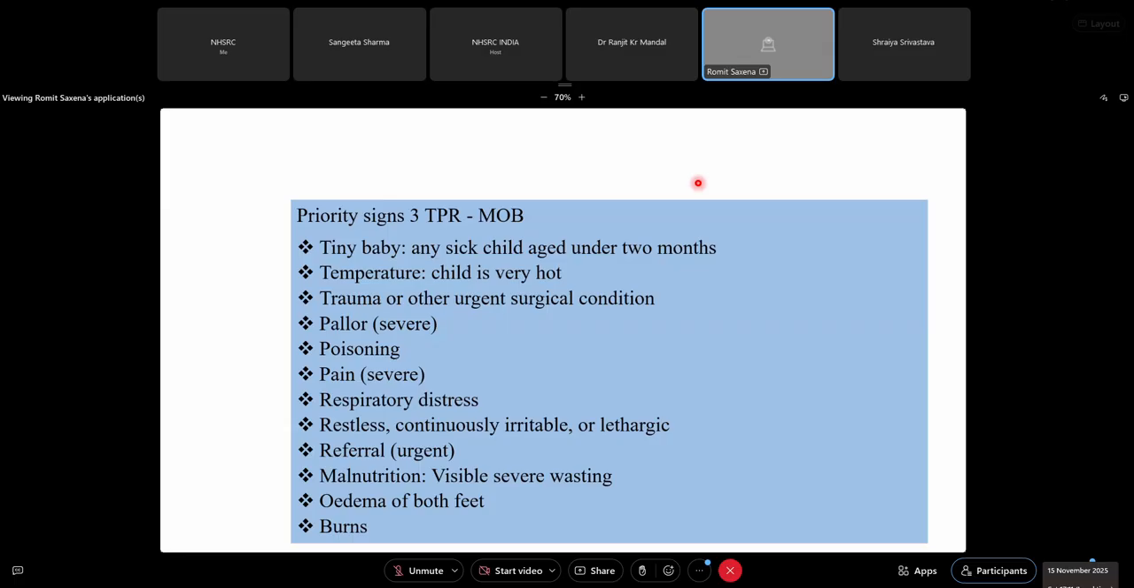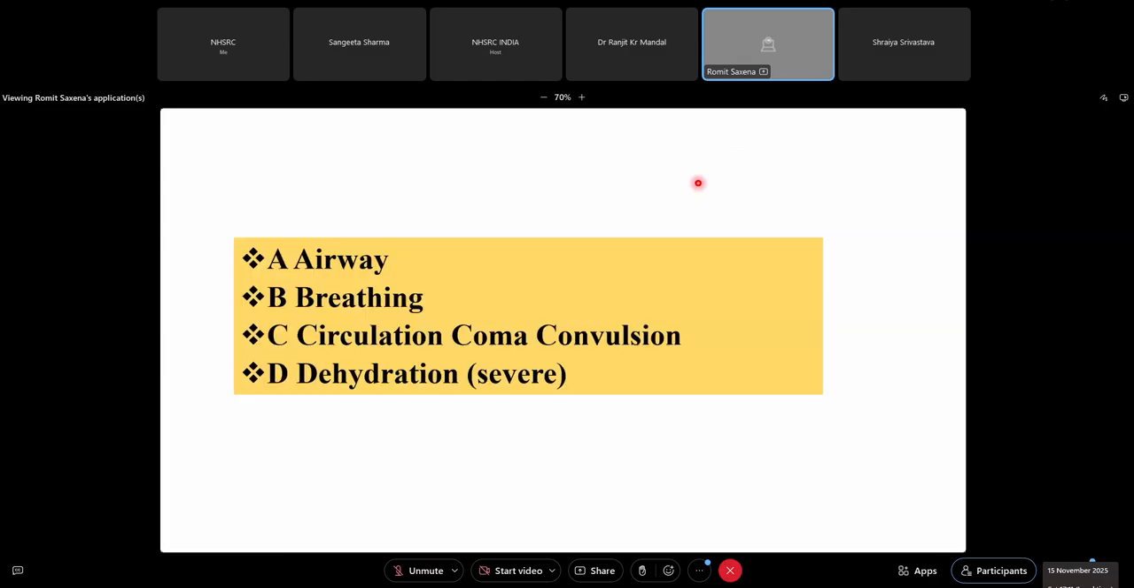A child who is irritable and not accepting feeds, this is a red flag irrespective. Malnutrition: any child who does not have adequate weight, even a small infection can lead to a bigger one. Edema: we are pointing out whether this is nephrotic or kwashiorkor. This obviously is a red flag. And burns. So this mnemonic is 3 TPR MOB. This will help you identify the priority signs. So understand, going back again.